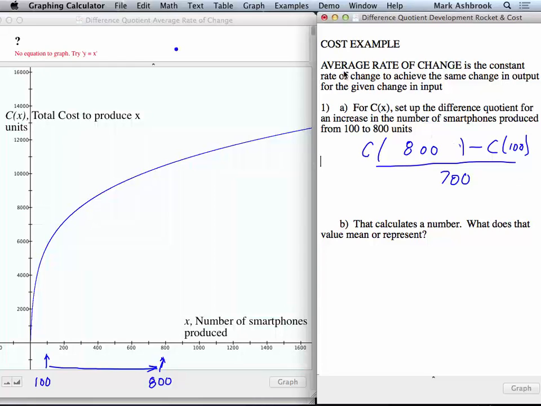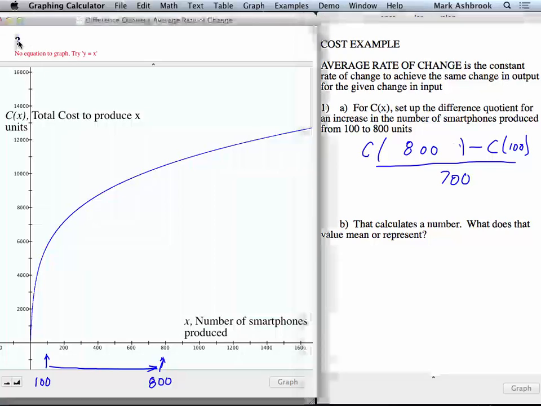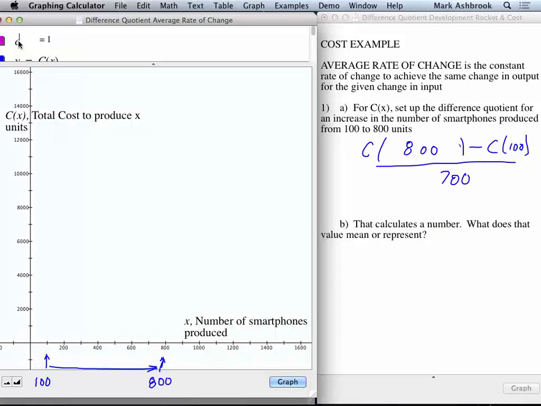All right, so that produces a number. I'm going to do it. Ready? Here we go. So C of 800 minus C of 100 all over 700 gives 6.79.